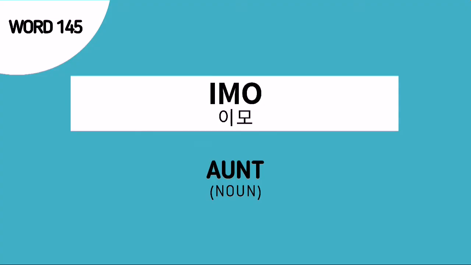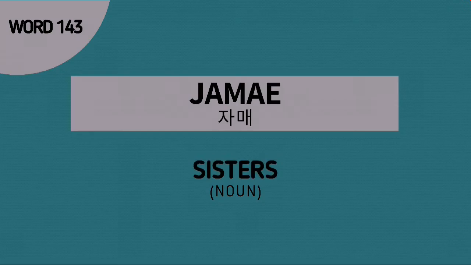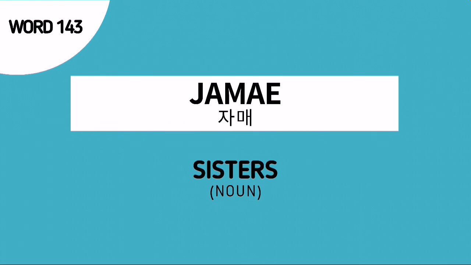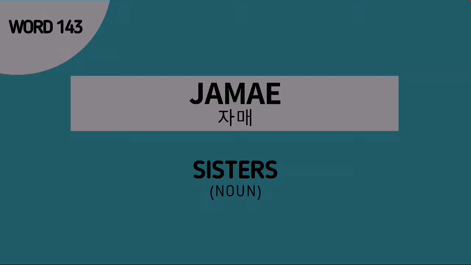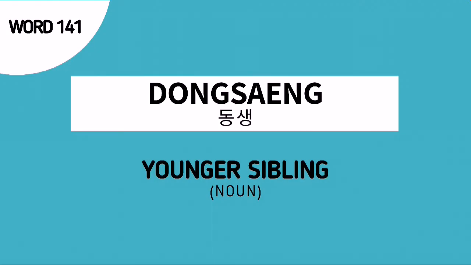Word number 145 is imo, and this is the Korean noun for aunt. Word number 144 is samcheon, and this is the Korean noun for uncle. Word number 143 is jame, and this is the Korean noun for sisters. Word number 142 is yeongjae, and this is the Korean noun for brothers. Word number 141 is dongseng, and this is the Korean noun for younger sibling.